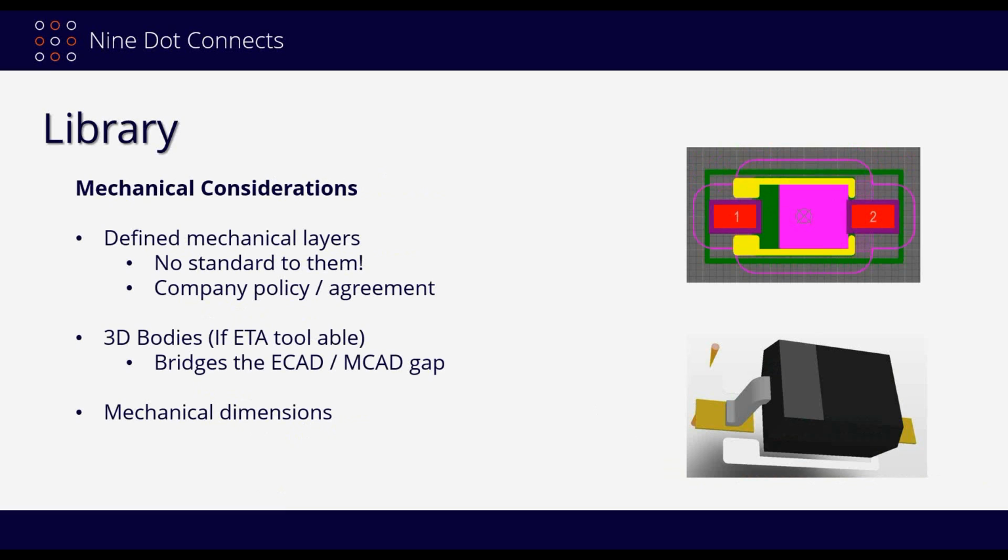If your tool is capable of doing 3D bodies, use them, because this bridges the ability between the electrical world and the mechanical world. A lot of people always say, how did Altium all of a sudden come onto the scene? I can tell you right now, it was because of this 3D capability that they added back in 2008. Once they did that, they really bridged the gap, the chasm between the electrical world and the mechanical world. And then lastly, of course, you want to add mechanical dimensions.